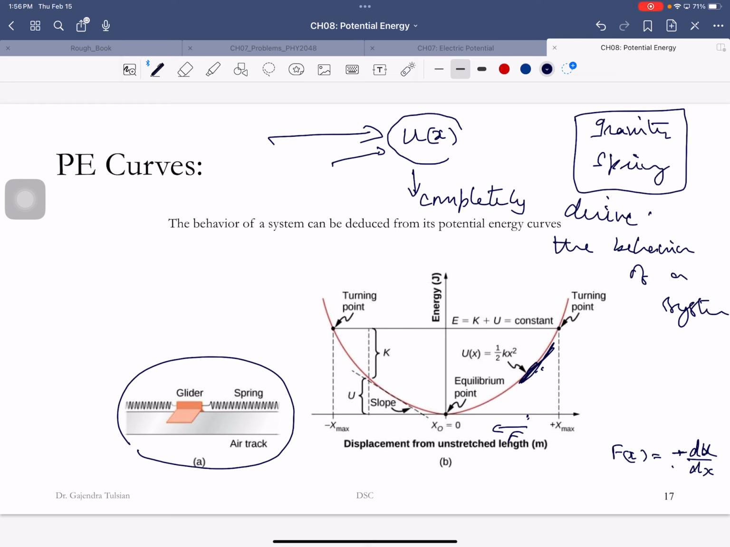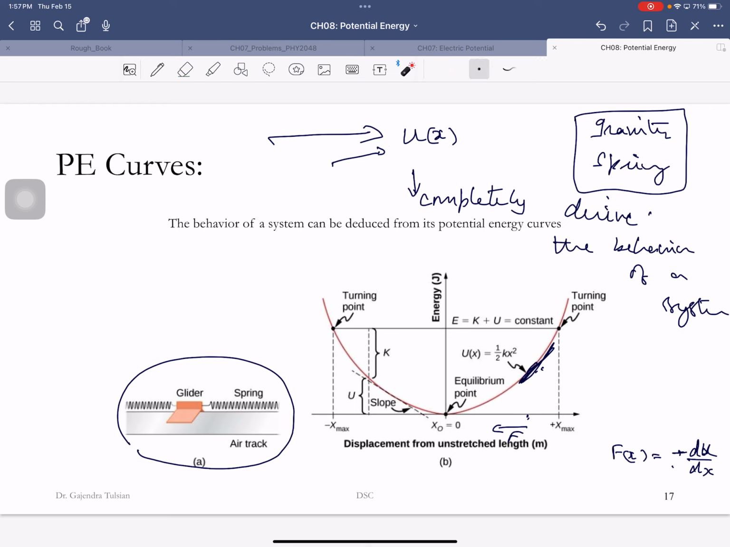For instance, here's the potential energy curve. These are the turning points. Those are the turning points. At this point, the force is 0. When the two springs are not extended, the force is 0, and so on. So that's the power of this thing. Do you guys understand? Given the potential energy function, you can completely determine the behavior of the system.